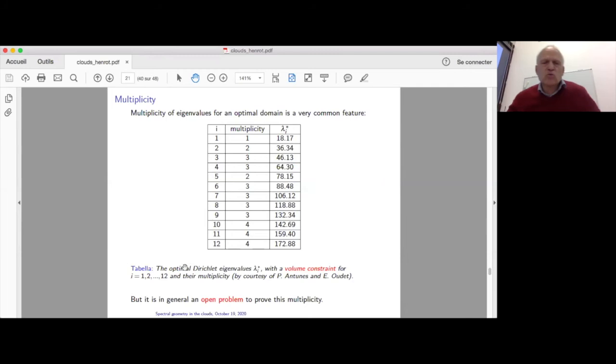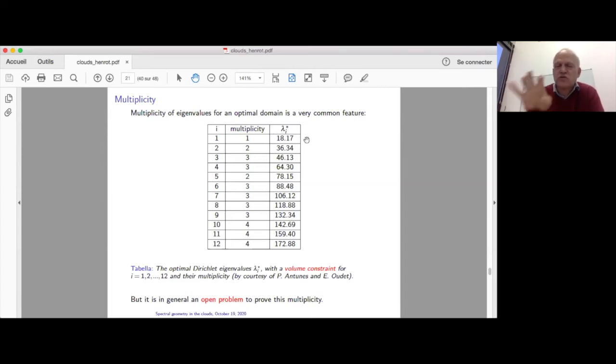So let me come back to the multiplicity issue. Here I present the table of multiplicity for the Dirichlet. So I come back a little bit to the Dirichlet case. You remember, lambda_i star will be the optimal value of lambda_i with a volume constraint. Here I choose the volume equal to 1, because I do not recognize a G01 square.